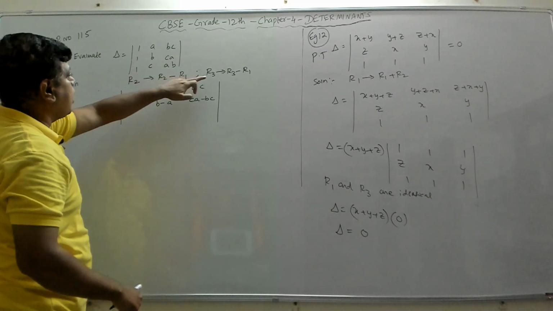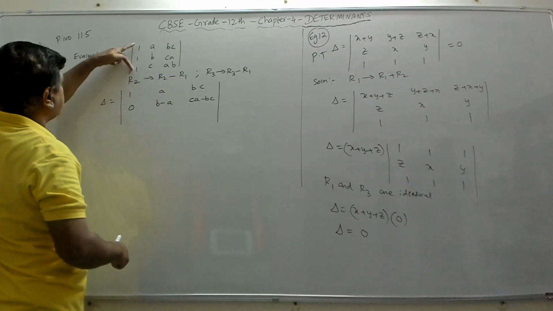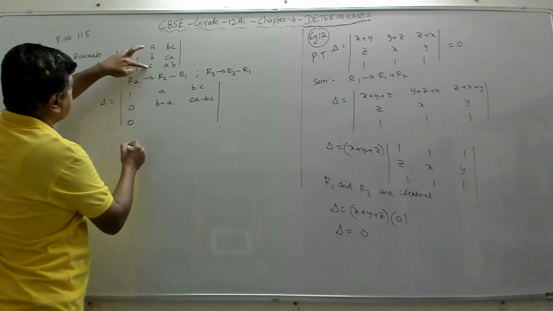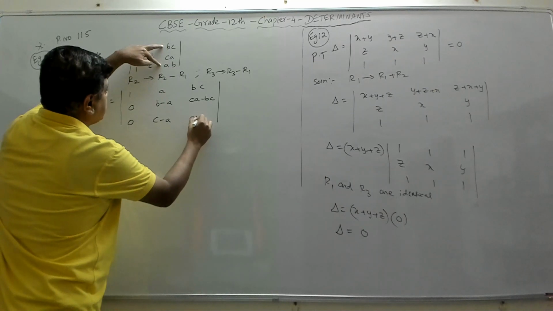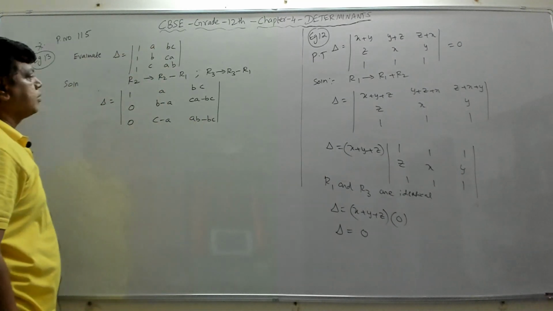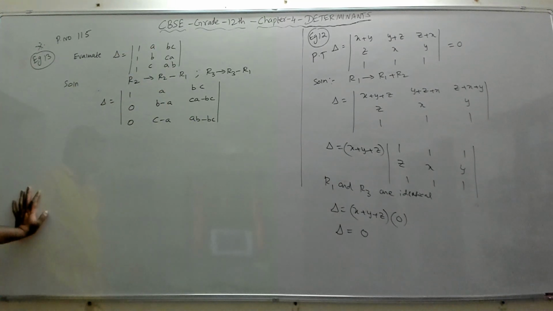Now R3 is R3 minus R1. So 1 minus 1, 0. Then C minus A. Then AB minus BC. Fine, so we have got this.